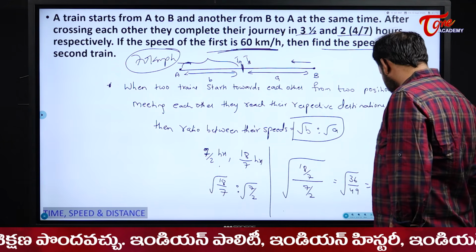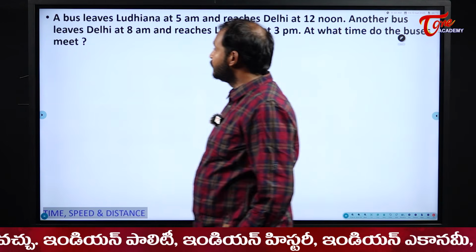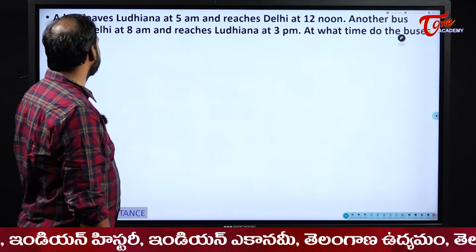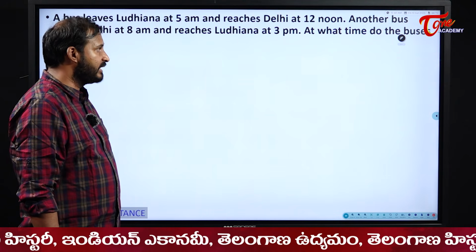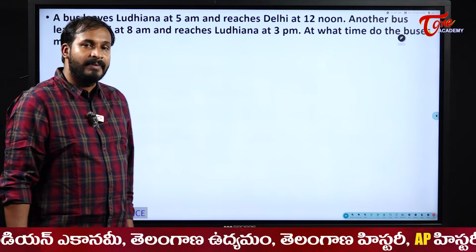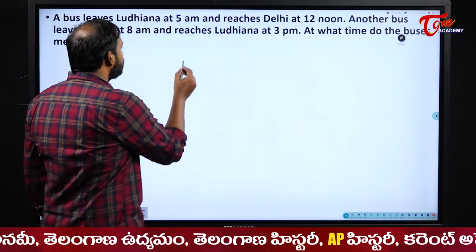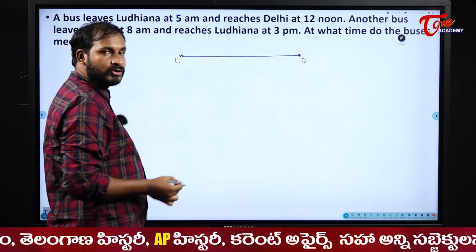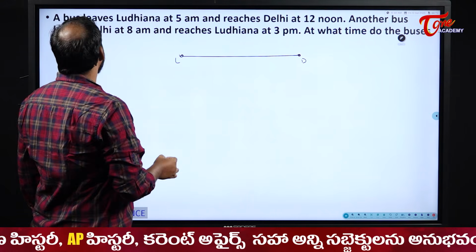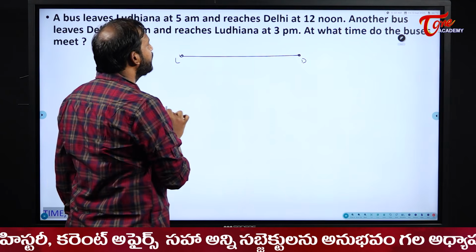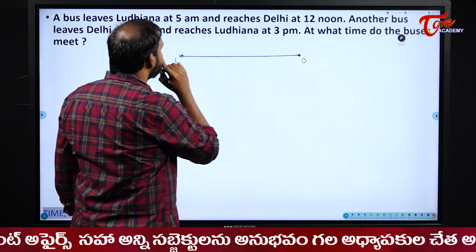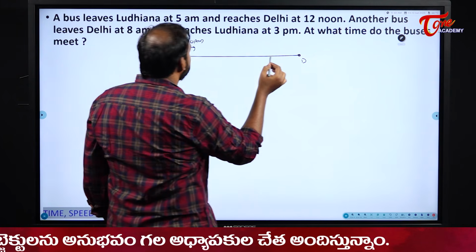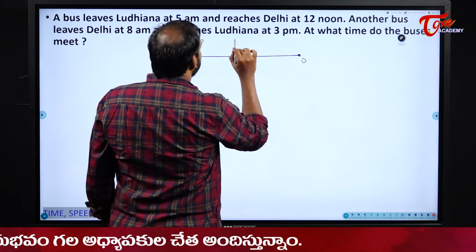Okay, right. Next one. A bus leaves Ludhiana at 5 am and reaches Delhi at 12 noon. Another bus leaves Delhi at 8 am and reaches Ludhiana at 3 pm. At what time do the buses meet? Ludhiana and Delhi, two destinations are there for us here. The first bus is starting at 5 am and reaching at 12 noon.